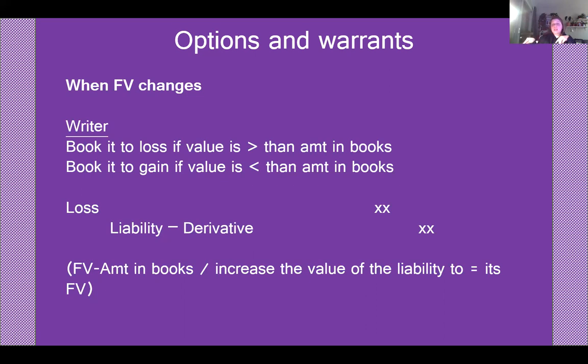So for them, if the fair value is greater than their book value, that means that they're paying more and so they're engaging in a loss. They prefer if the value of the option is lower than the market price, because they're going to have a gain. They're going to have a little bit of profit for the difference. I hope that was clear.